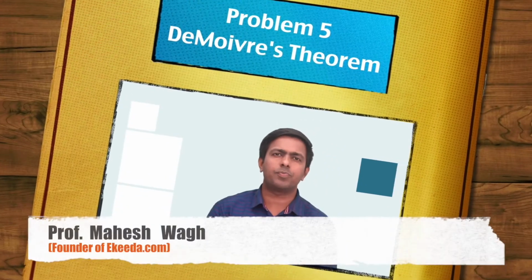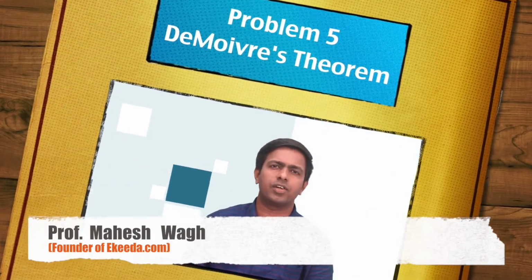This video is problem number 5 on de Moivre's theorem. Hello students, so after completing problem number 4, let's start with problem number 5 on de Moivre's theorem. So here I'll be finding the nth derivative of the given function with the help of de Moivre's theorem.